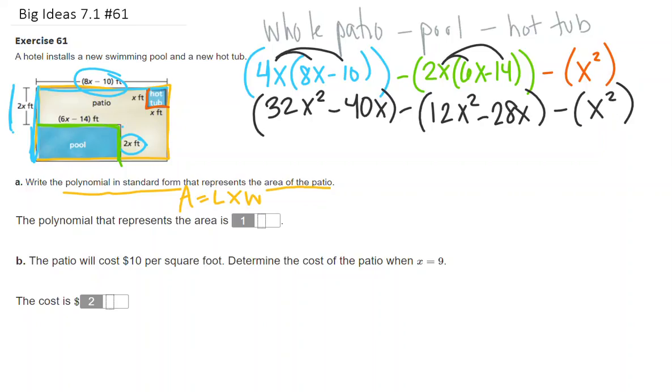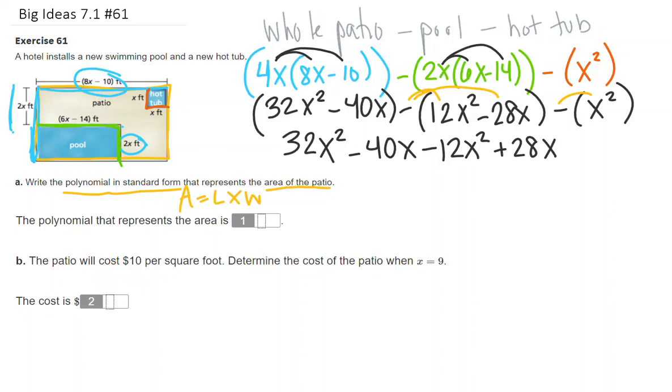Okay, now at this point, we can go ahead and distribute our negative signs, because we still have those, and we have to acknowledge that when we're subtracting off an entire expression, we have to subtract off every term inside there. So now we're going to write this as 32x squared minus 40x minus 12x squared plus, because we've got a minus a negative, so plus 28x minus x squared. Woo! Okay.